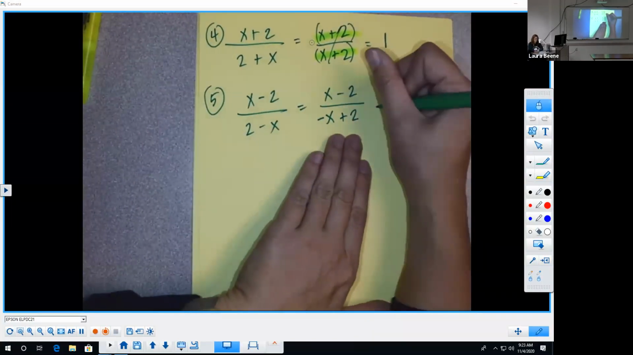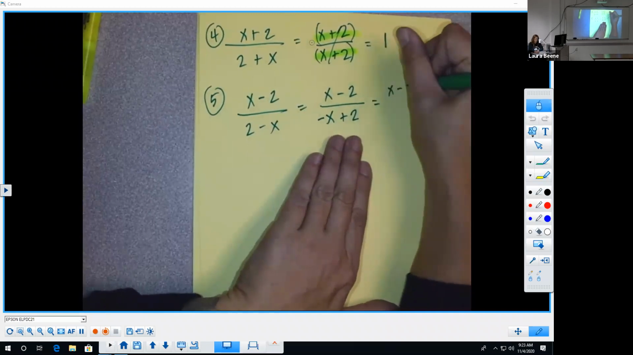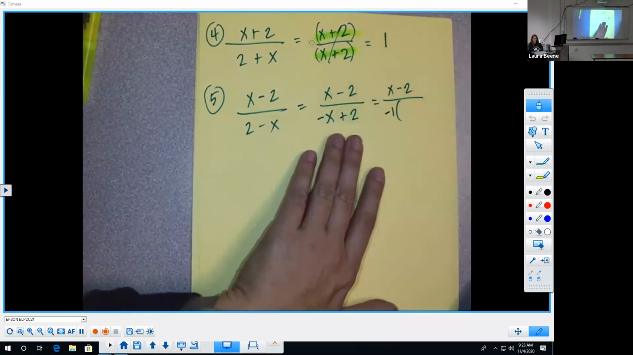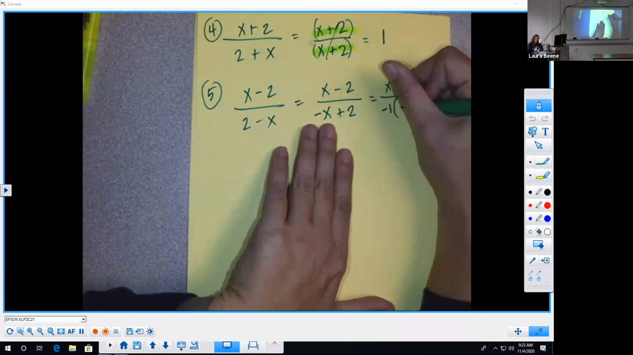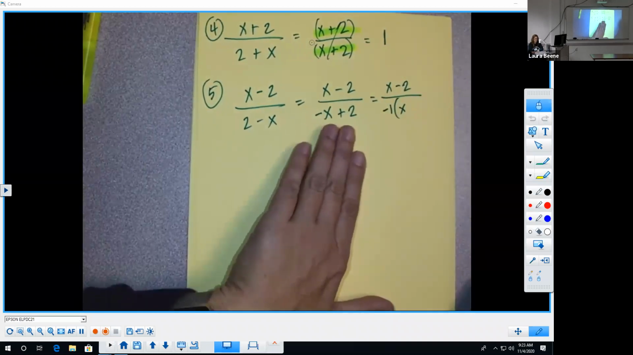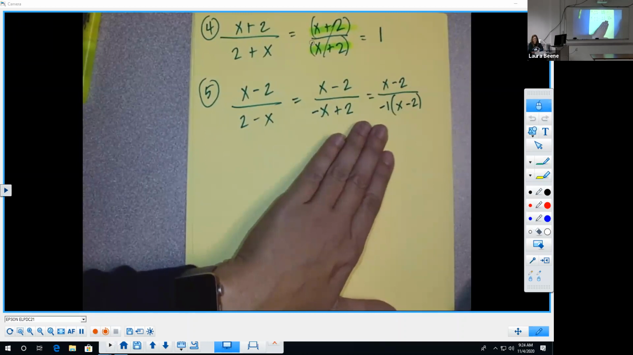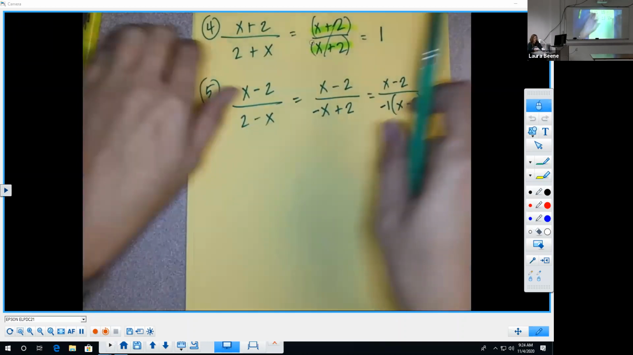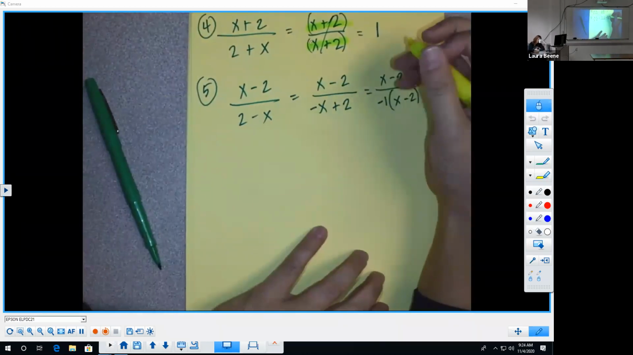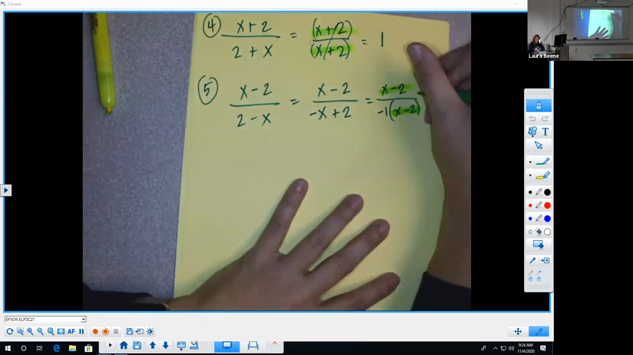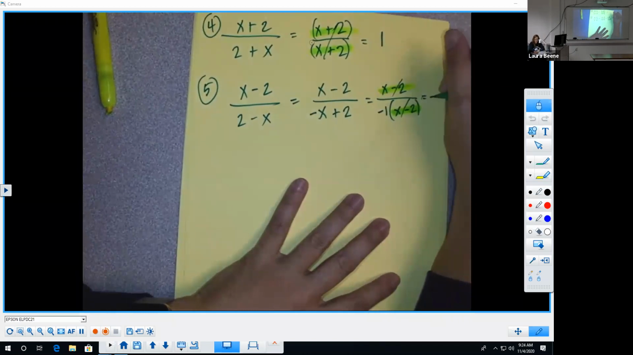On bottom or on top, it doesn't really matter which one you do it to. If I factor out a negative 1 as a GCF, negative x divided by negative 1 is positive x. Positive 2 divided by negative 1 is negative 2. Now do they match? Yeah, they match now. So you can cancel out the x minus 2, and what's left over here? Negative 1.